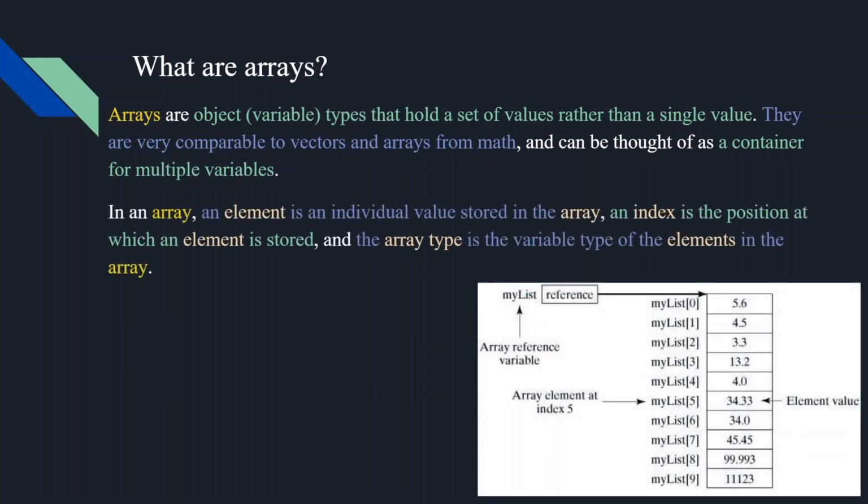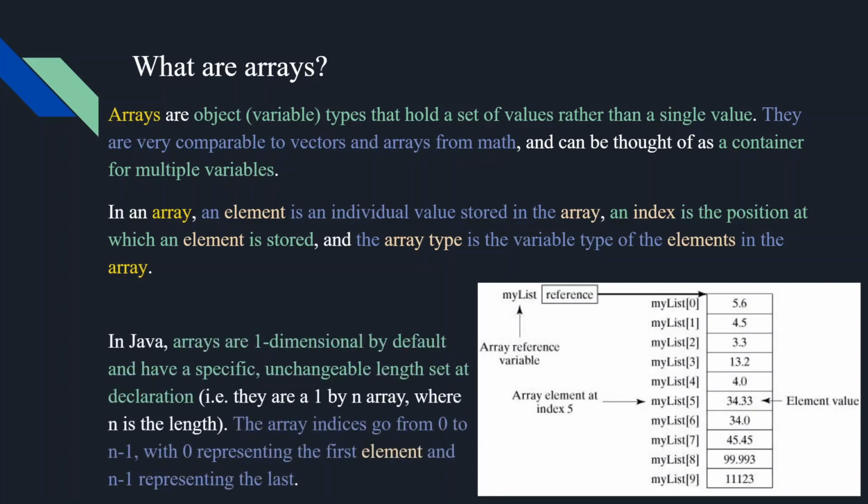To talk about arrays, we'll need to define some terms. First and foremost, an element is an individual value stored in the array. You can think of this as a variable in the array, and in the picture below, each number is an element. An index is the position at which an element is stored in the array, and each index corresponds to one element. In the image below, you can see how each element is at a position that we can access by passing the correct index. Finally, the array type is the variable type of the elements kept in the array. The example below has array type double, as it stores double values.